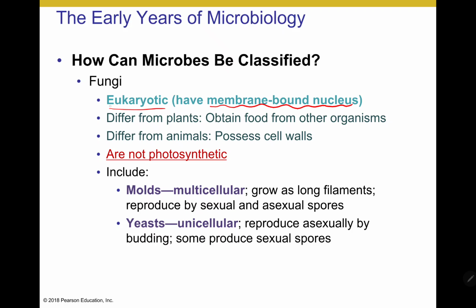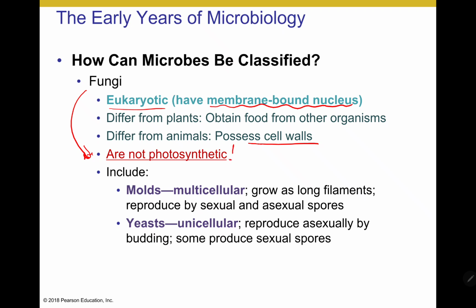Now, these fungi, again, are eukaryotic. They differ from plants because they obtain their food from other organisms, but they differ from animals because they also possess a cell wall. Our cells, we are animals, we don't have cell walls, right? But fungi and bacteria, archaea, even plant cells, do have cell walls, right? What's specific about fungi is that these organisms are not photosynthetic. Okay, they are not photosynthetic.